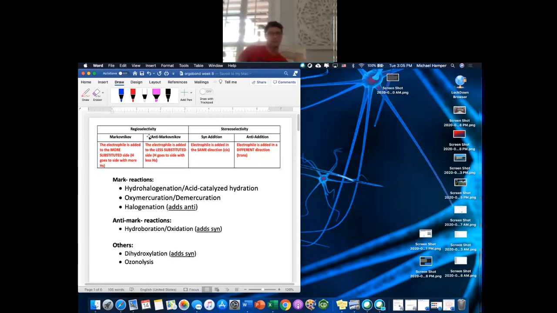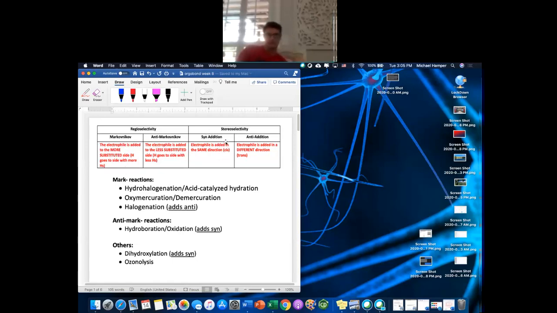It's the primary thing that'll give you the major products. To explain Markovnikov addition, the electrophile is going to be added to the more substituted side. So the carbon that is more substituted, the often halogen is going to be added to that carbon that is more substituted. Anti is the reverse.